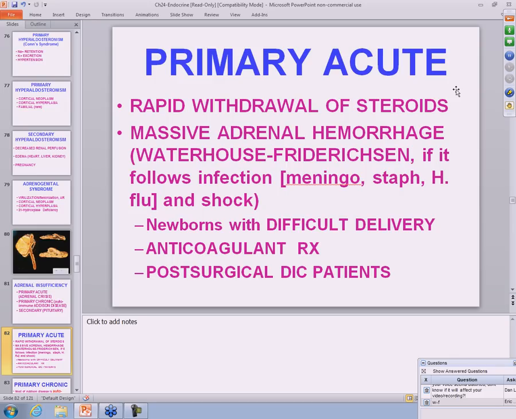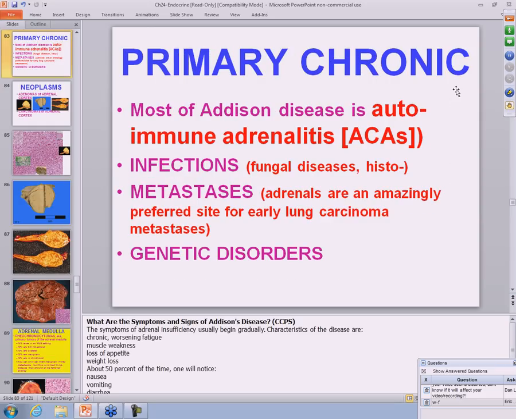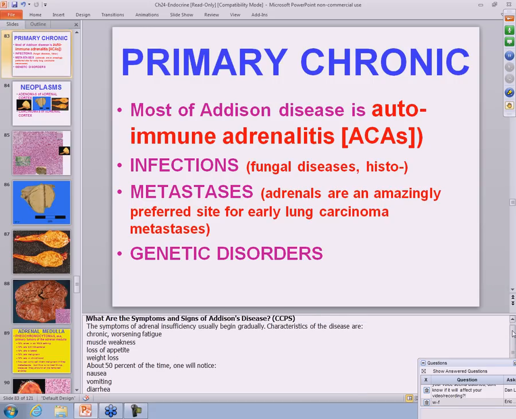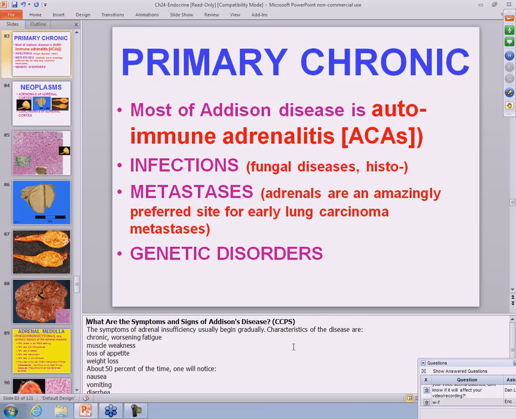Now we'll talk about reasons for the adrenals to fail chronically or slowly. Primary chronic, okay? Autoimmune adrenalitis is like autoimmune thyroiditis. It's an autoimmune disease. You can detect antibodies against elements of the adrenal. It's called Addison's disease. Infections of the adrenal can also do it. You might remember that for some reason, a lot of these systemic fungal diseases, like histoplasmosis especially, just love to go to the adrenals. I don't know why.